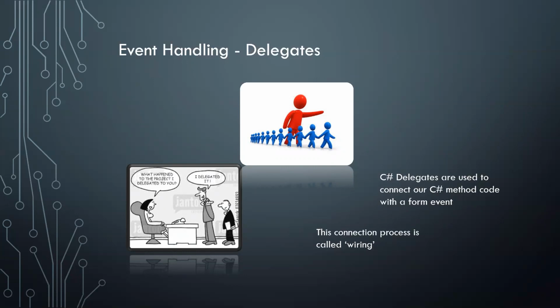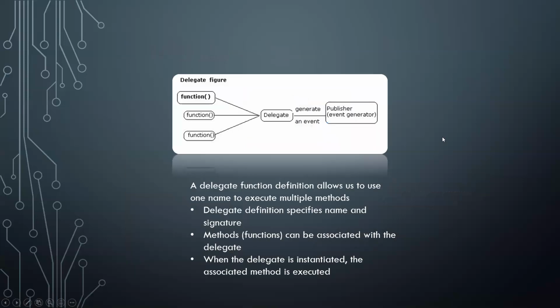A C# delegate connects our C# code, our method, with a form event. And whenever we connect those two, that's called wiring. We're wiring that event. Now, a delegate actually has even more power than that. Whenever we're working with a delegate in C#, we could have multiple functions or methods that are created. We've got these methods, we love them, we've tested them, they work really well. We could actually use a delegate to decide which of those events to run based on a given condition.